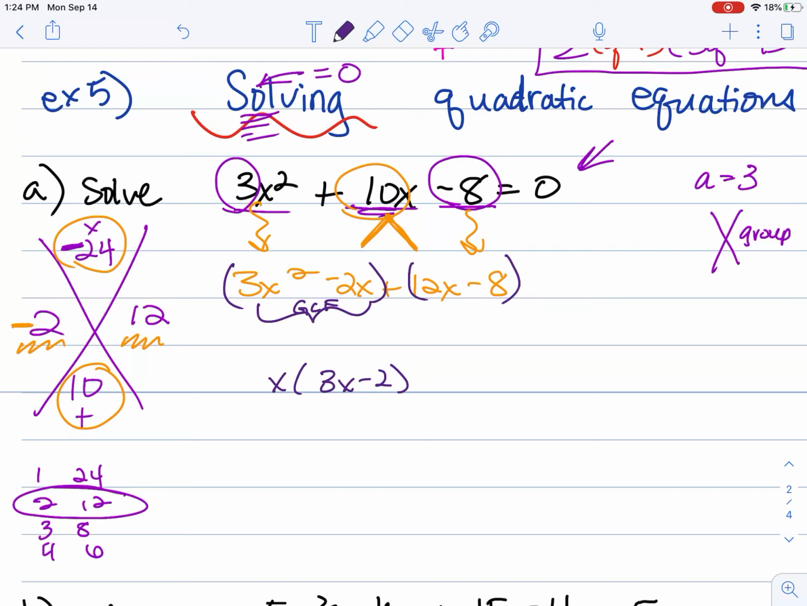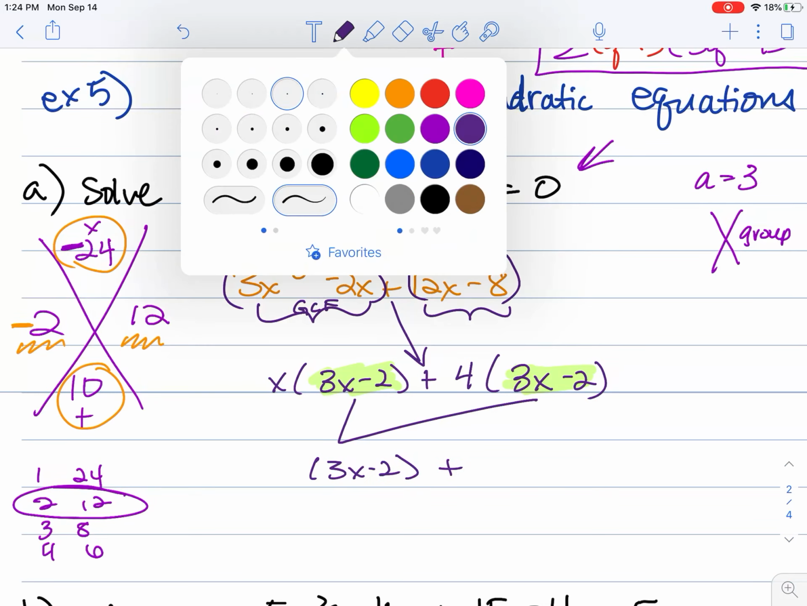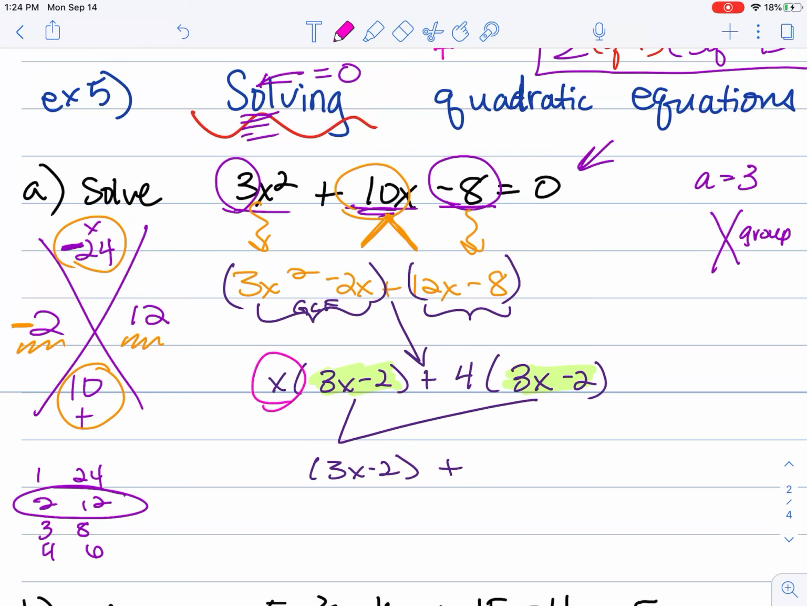GCF for the first group, we can pull out an x and we get 3x minus 2. GCF for the second group, we bring down that plus sign, is 4. So we're going to pull that out and we get 3x minus 2. So again, do these match? Yes, they do. Good thing. We're going to pull those out as a GCF of the whole thing, and we're left with x plus 4.